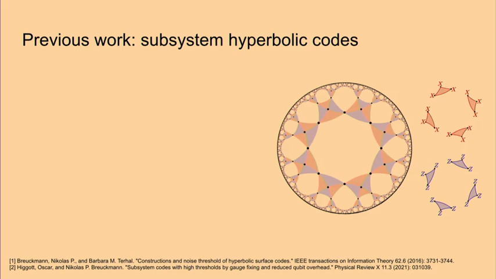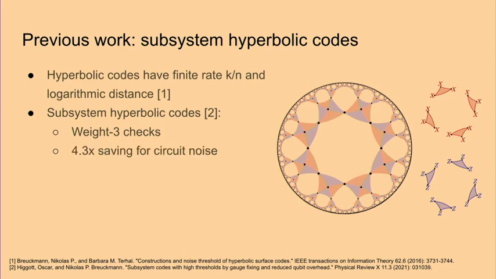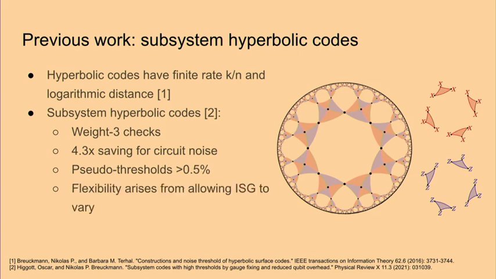And this work is, in some sense, extending or related to some previous work with Nico on hyperbolic codes, which have a finite encoding rate and logarithmic distance, and have asymptotic scaling that improves on the surface code. In that work, we looked at reducing the check weight of hyperbolic codes using subsystem codes. So we used weight 3 checks and found a 4.3 times saving for circuit level noise at reasonable physical error rates and pseudo thresholds above 0.5%. And the flexibility that allowed these efficient circuits and low check weight is that subsystem codes allow the instantaneous stabilizer group to vary from measurement to measurement.